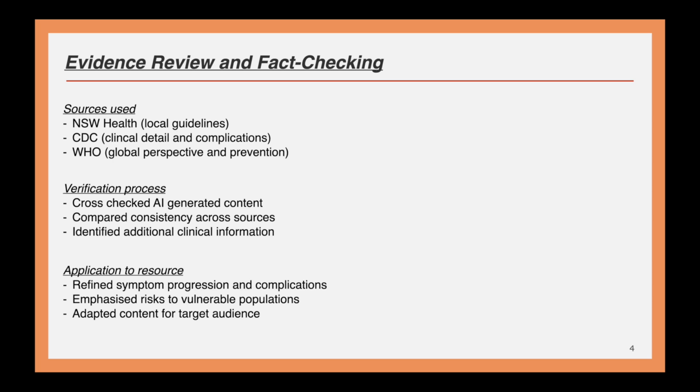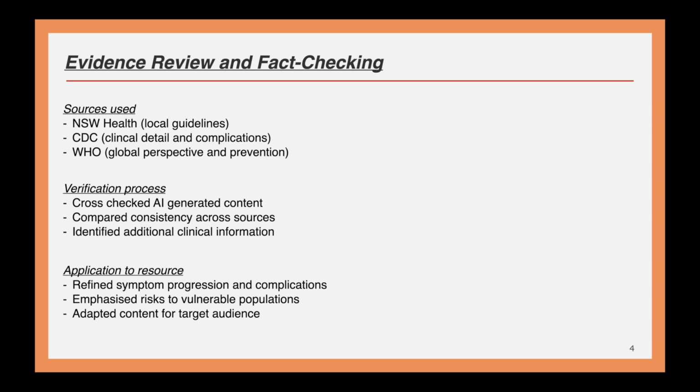However, further review identified additional detail that was not fully captured by AI, mainly regarding the duration and progression of symptoms. The CDC provided more detailed clinical information, including that early symptoms can last 1 to 2 weeks before progressing to severe coughing fits, which may persist for several weeks. It also provided statistical data on complications such as hospitalization rates and risks in infants. The World Health Organization emphasized the global burden of pertussis and highlighted vaccination as the most effective prevention strategy.